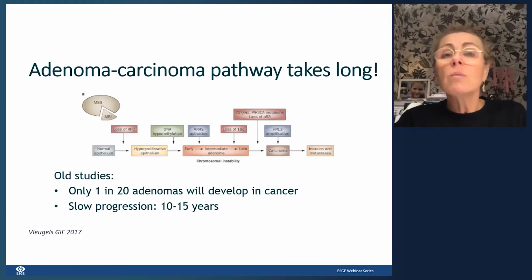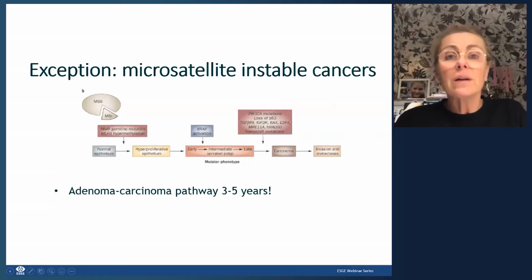Well, we know for the adenoma carcinoma pathway, traditionally, it takes very long. We don't have a lot of data. It's only old observational data, but we think that on average, only 1 in 20 small adenomas will ever develop into cancer, so a very small chance, and that it takes also very long for such a polyp to do so, at least 10, but more probably 15 years.